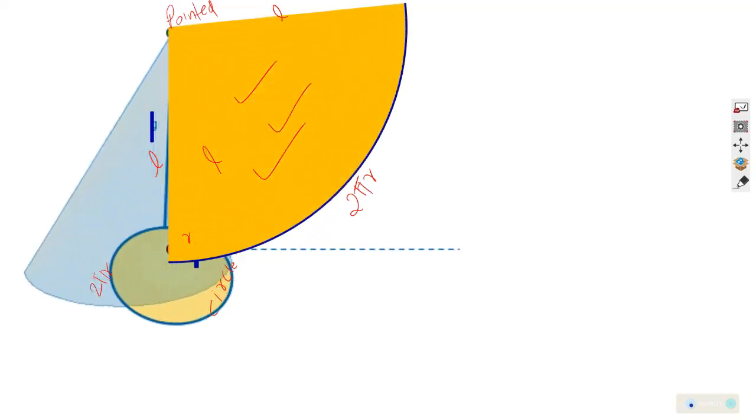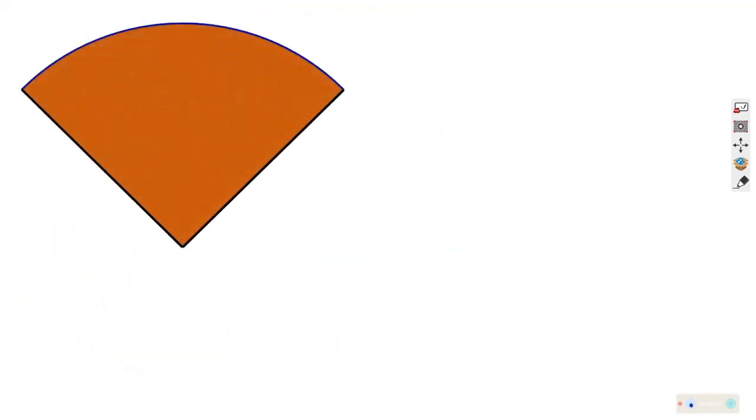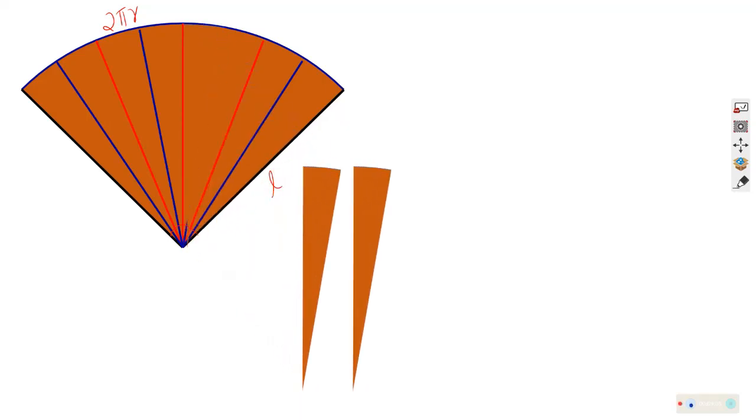Let us remove that part from this particular animation. This is where we have 2 pi r here and the slant height here. We have no idea about the angle, otherwise we might have used the formula of a sector, but we cannot. What we will do is break this into pieces, as many small pieces as possible, and we will separate each piece like this.